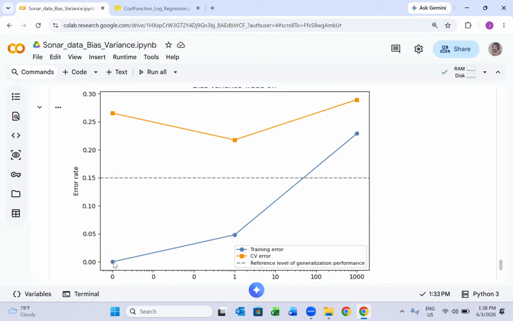So it's kind of the second indication that we have a high variance situation. To sum up, model number one is exhibiting high variance because of the gap in training performance and cross-validation performance, and also because the training performance is too good. It's just much lower than even the reference performance.